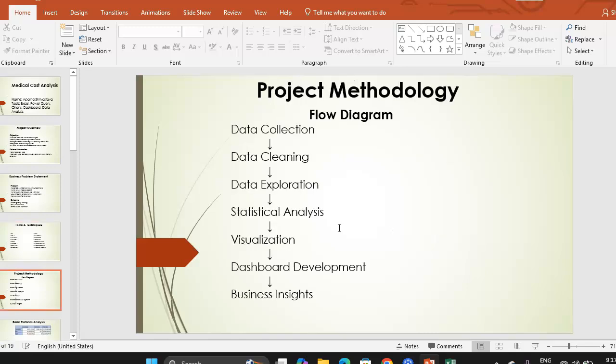Project methodology. The project followed a structured analytical process. First, the dataset was imported into Excel. Second, data validation was performed to ensure data quality. Third, exploratory data analysis was conducted using statistical measures. Fourth, various visualizations were created to identify patterns and trends. Finally, all insights were integrated into an interactive dashboard for stakeholders.